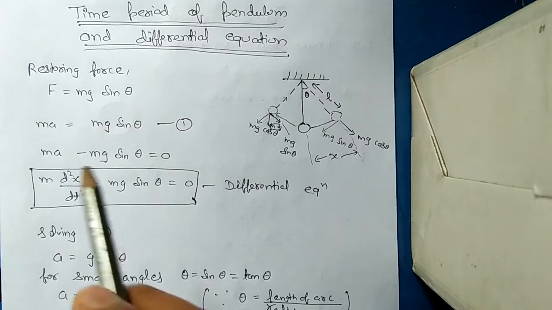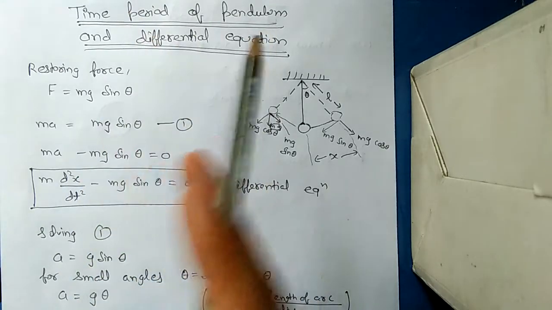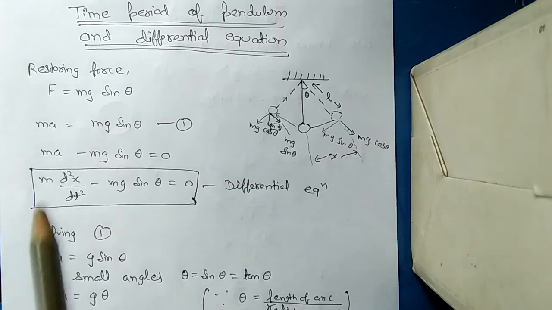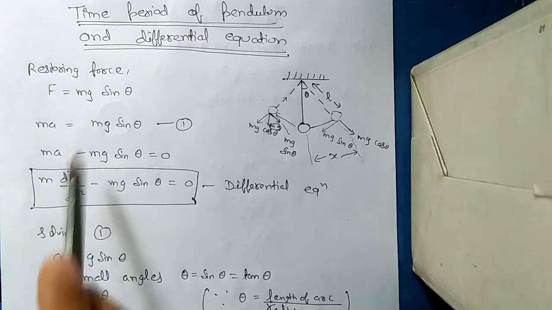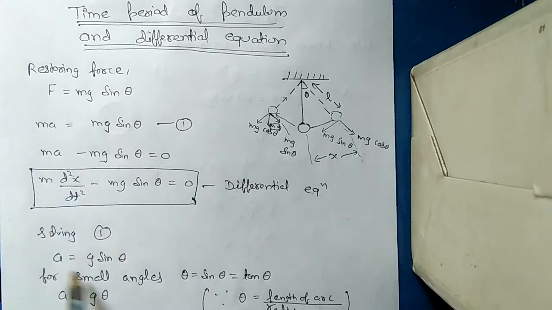Now we are finding the time period of the pendulum. So we will solve the first equation. Solving the first equation, we will cancel out m. We get a equal to g sine theta. We all know that for small angles, theta is equal to sine theta, which is equal to tan theta. So sine theta becomes theta. a equals g theta, and theta equals x upon l.